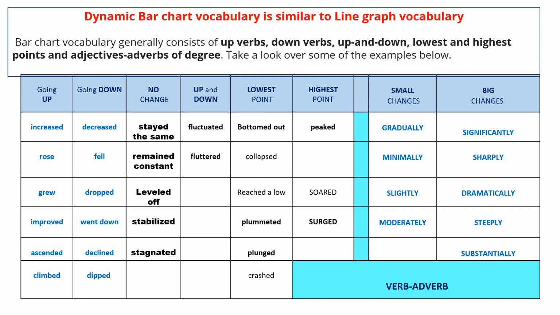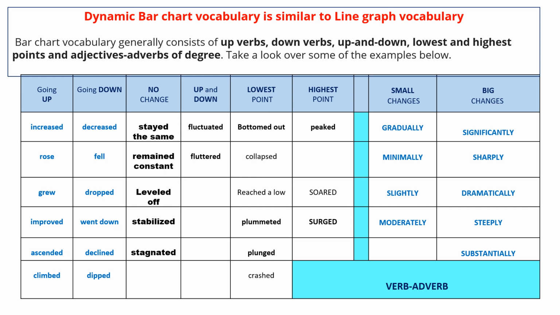And also for the changes, when the change is small, these are the words you use: gradually, minimally, slightly, moderately. And if the change is big between one data point to another, you use the words like significantly, sharply, dramatically, steeply, and substantially. So as you can see, the vocabulary is pretty much the same for the line graph and the dynamic bar chart. Let me repeat again.